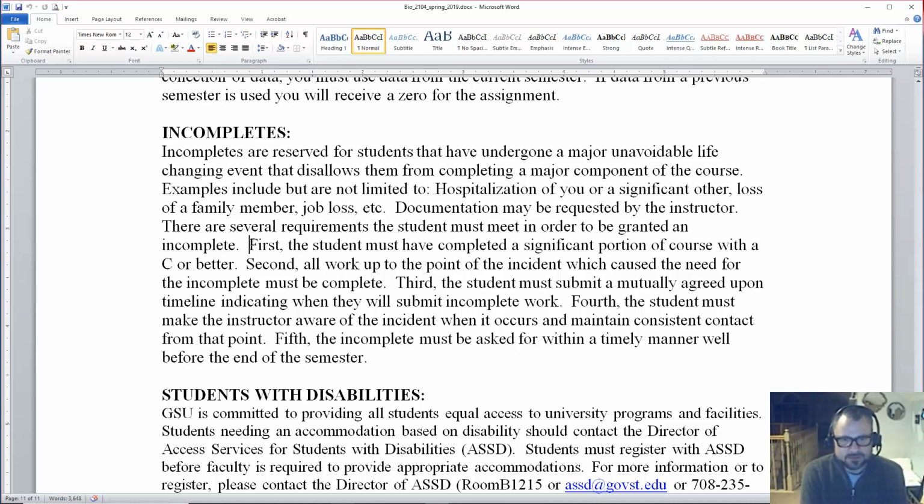There is a series of steps that you must, or qualifiers that you must meet before you can get an incomplete. First, you need to have completed a significant portion of the course with an actual C or better, meaning like half the class. The second thing you need to do is you need to have all your work up to the date that you had this problem complete.